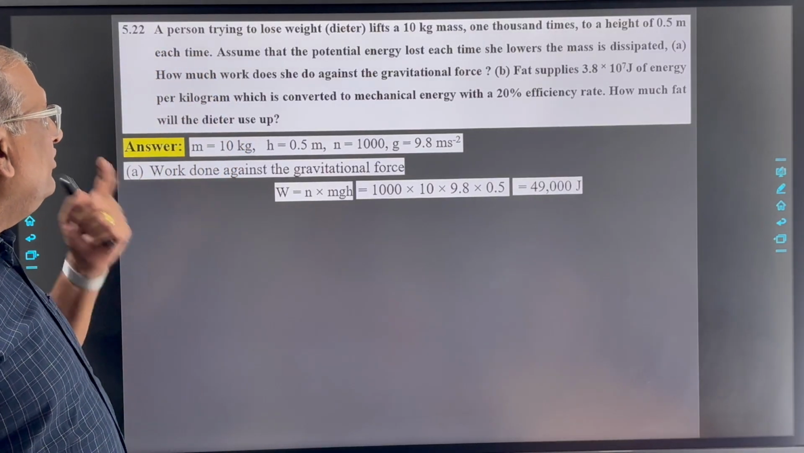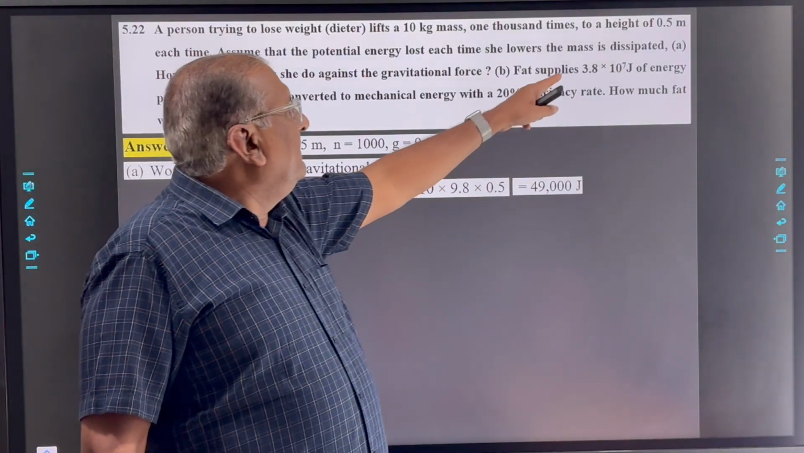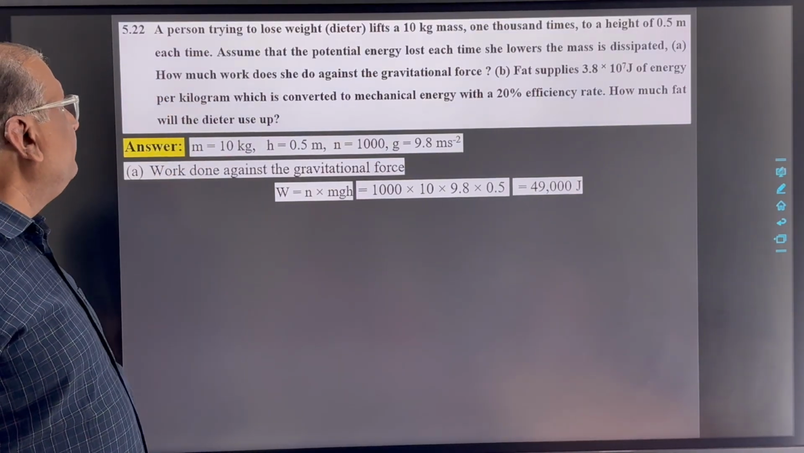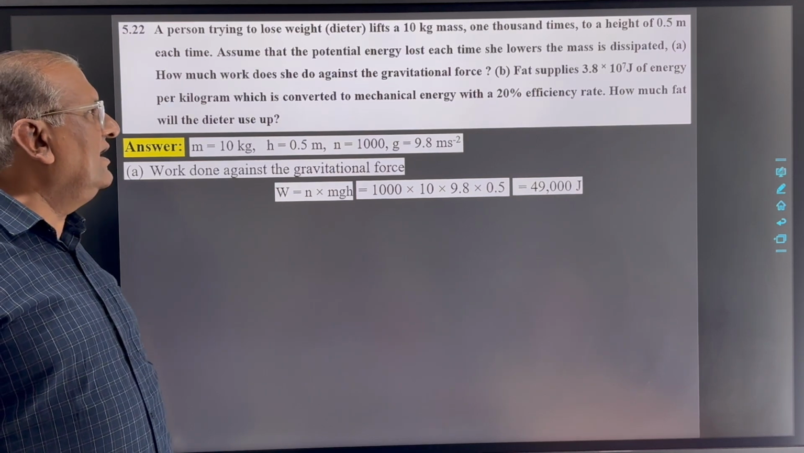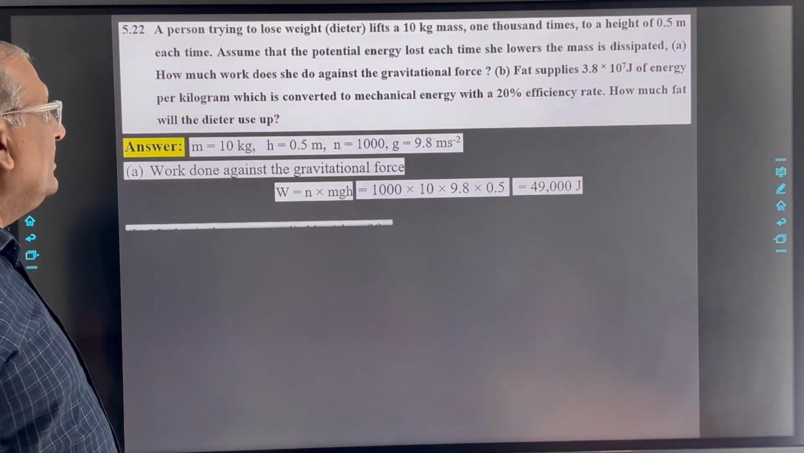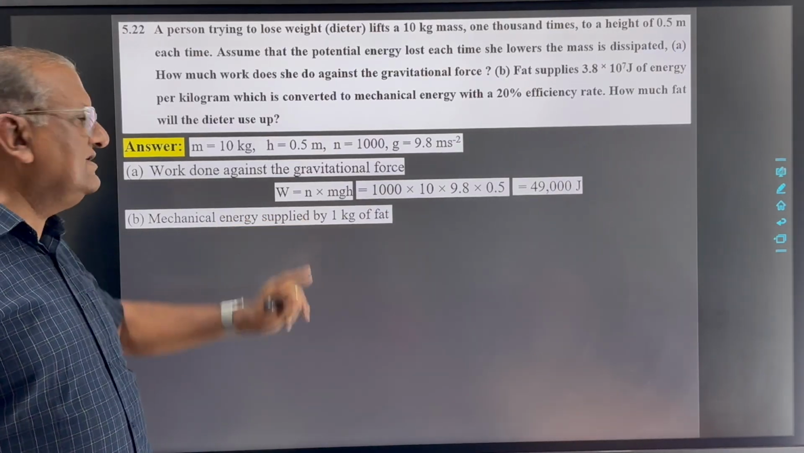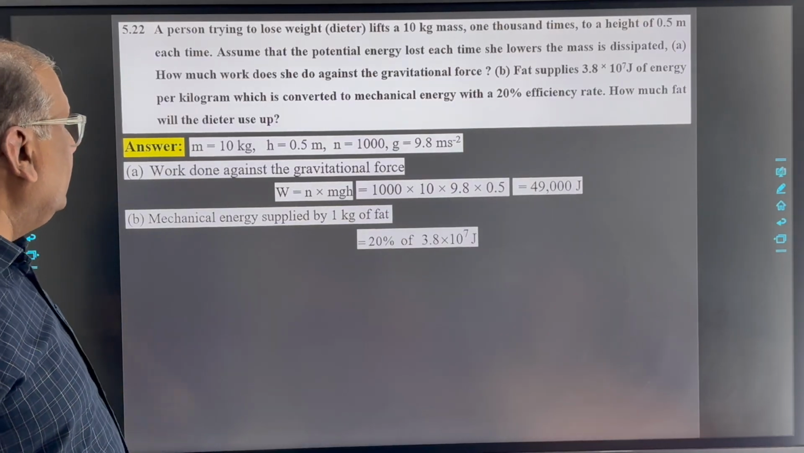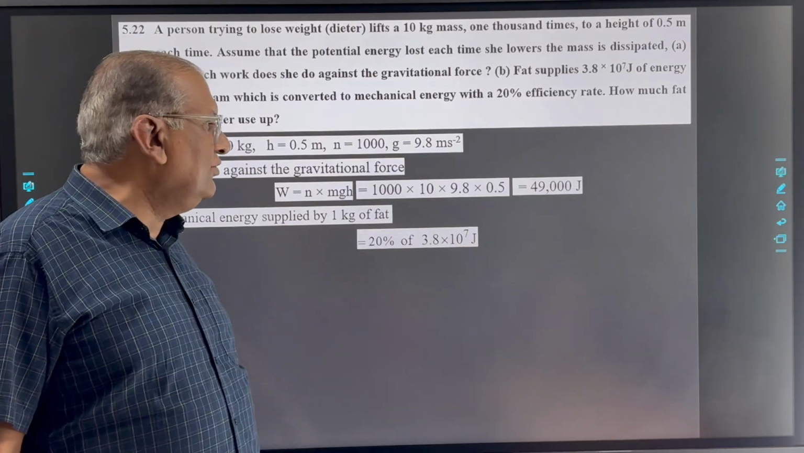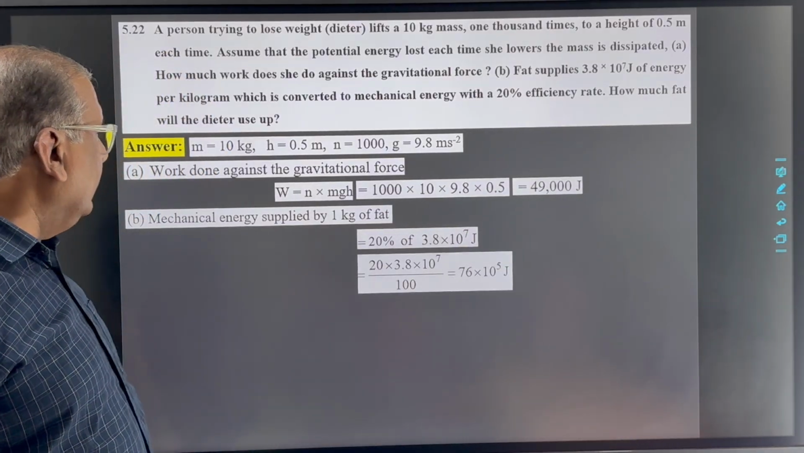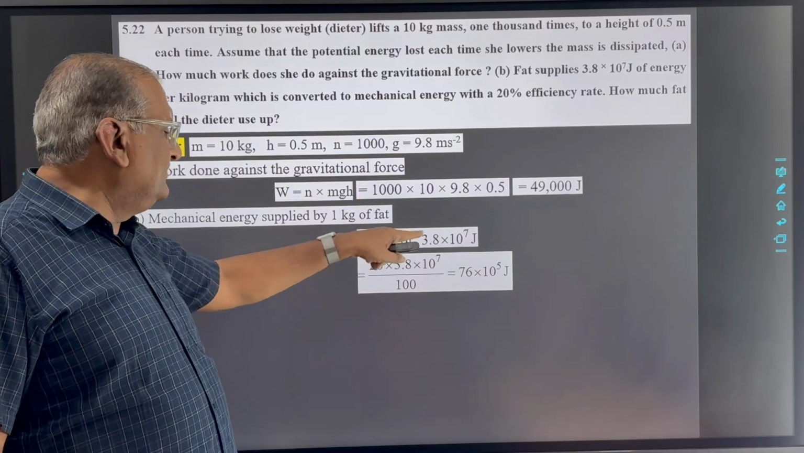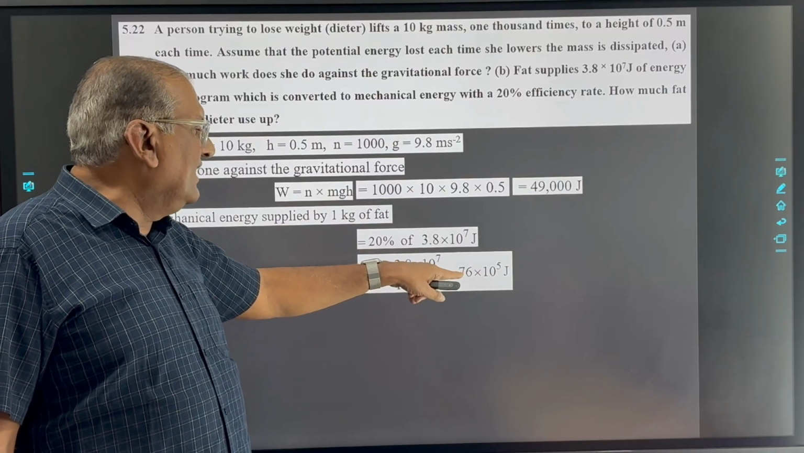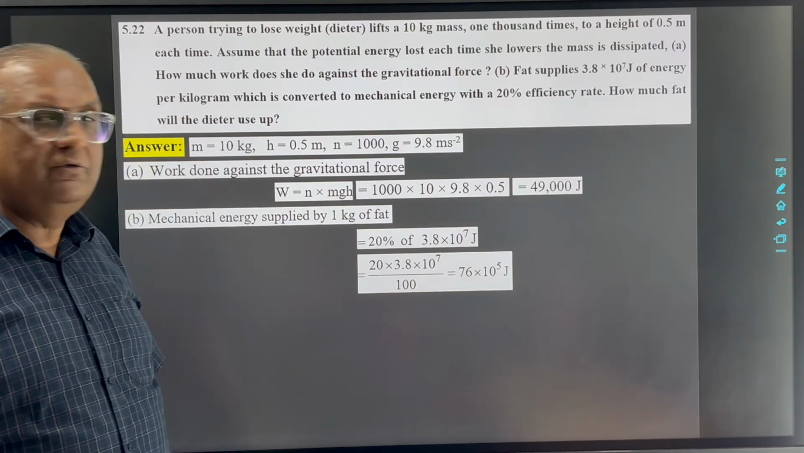Now here it is given to you in the second question, 3.8 into 10 raised to 7 joule of energy per kilogram, which is converted to mechanical energy with a 20% efficiency rate only. So the mechanical energy supplied by 1 kilogram of fat is 20% of 3.8 into 10 raised to 7 joule. So 20 by 100 into 3.8 into 10 raised to 7. That comes to 76 into 10 raised to 5 joule.